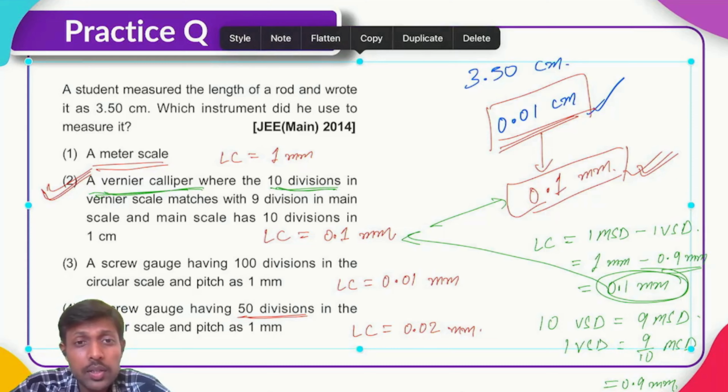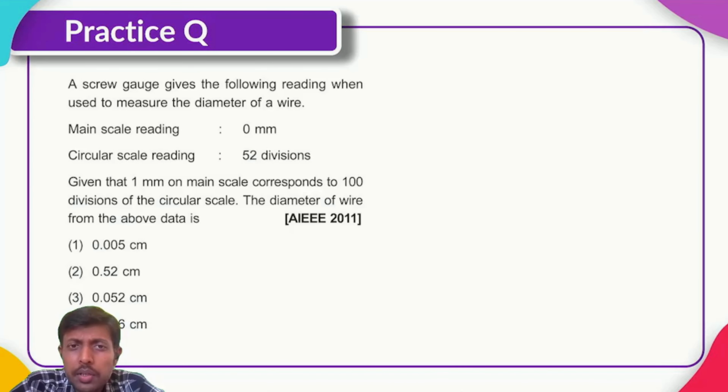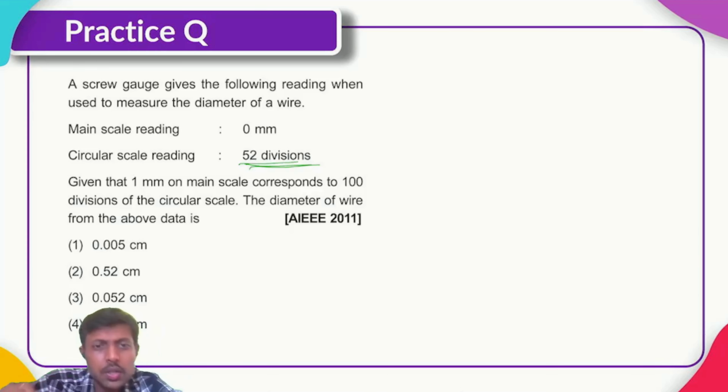Let's move on to the next question. This question came in the year 2011 in the IITian exam, today what is called the JEE mains exam. A screw gauge gives the following reading when used to measure the diameter of a wire. So main scale reading is very easy, it's given. Circular scale reading is also given to us. That means the 52nd division of the circular scale coincides with the baseline of the main scale. It is given that 1 millimeter on the main scale corresponds to 100 divisions on the circular scale.